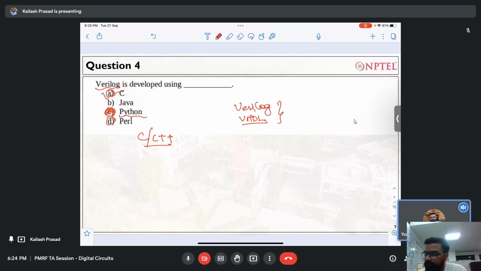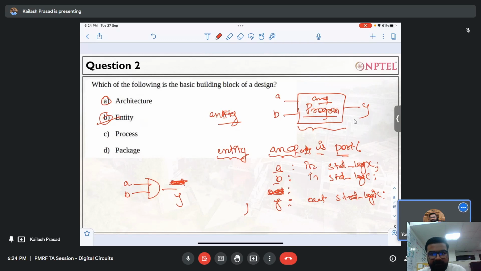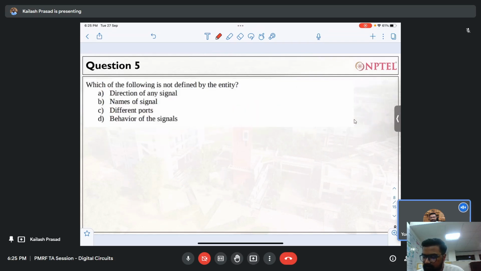See, if I go over here, this was the entity. So we have defined what my input and output ports are. All the port names are defined. We have also defined the direction, is it input or output, right? So we define the direction, we define the name of the signal, we define the ports. But we do not tell what is the behavior of the signal.